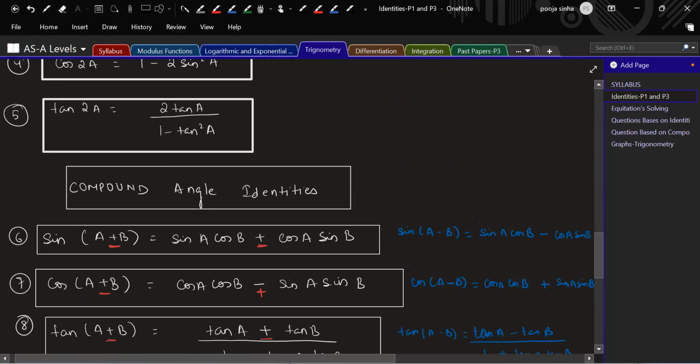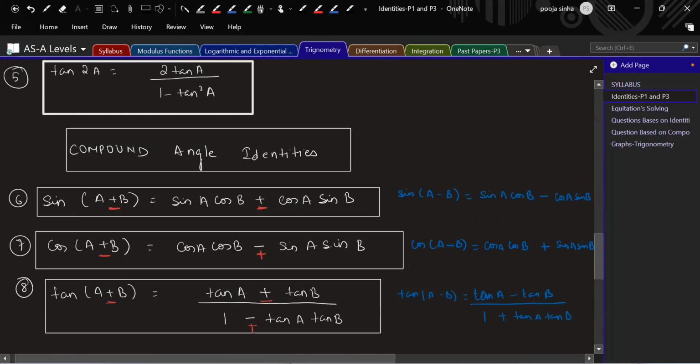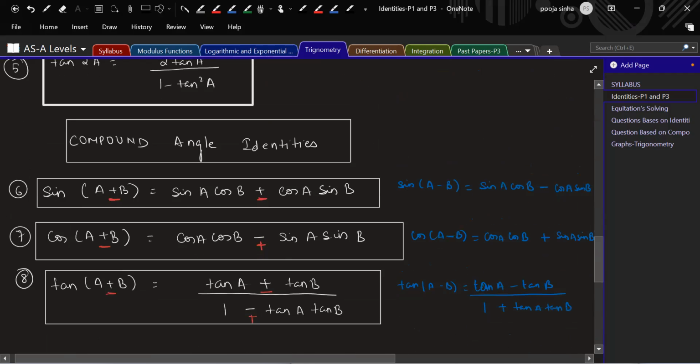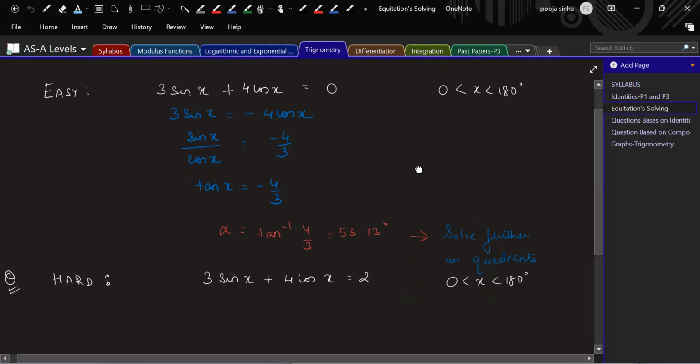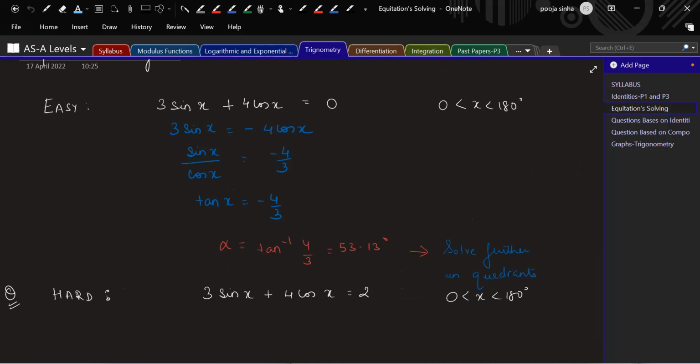All right. So this much is understood. These are the identities which we are looking at when we are doing this chapter today. Okay. Now we come to equation solving. Okay.